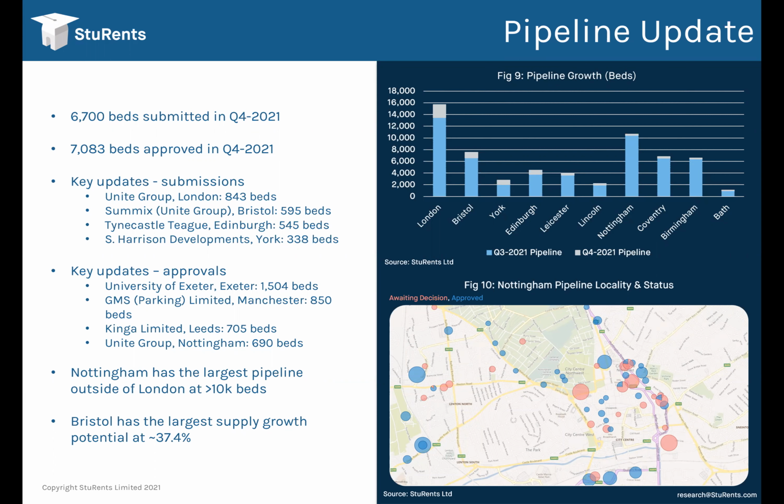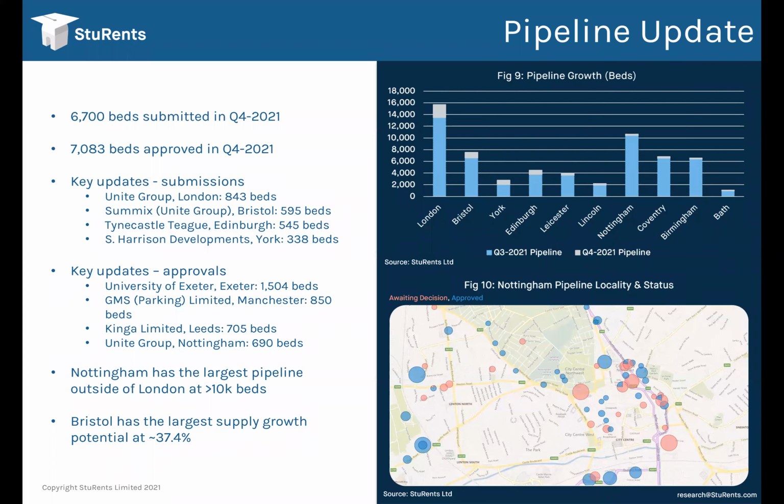In terms of growth potential, whilst Nottingham has the largest pipeline in terms of number of beds, Bristol is actually ever so slightly larger, assuming all the beds in the pipeline get delivered, and that is unlikely. But if they are, then we're looking at supply growth in Bristol of around 37%, which is obviously significant.